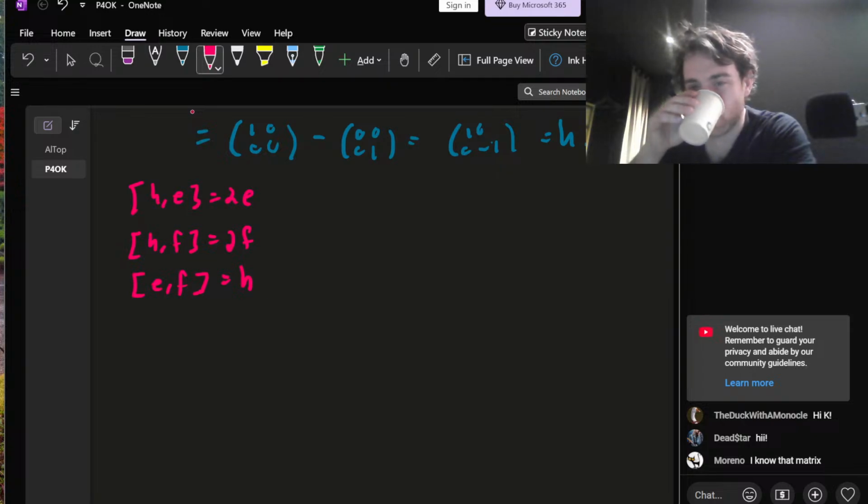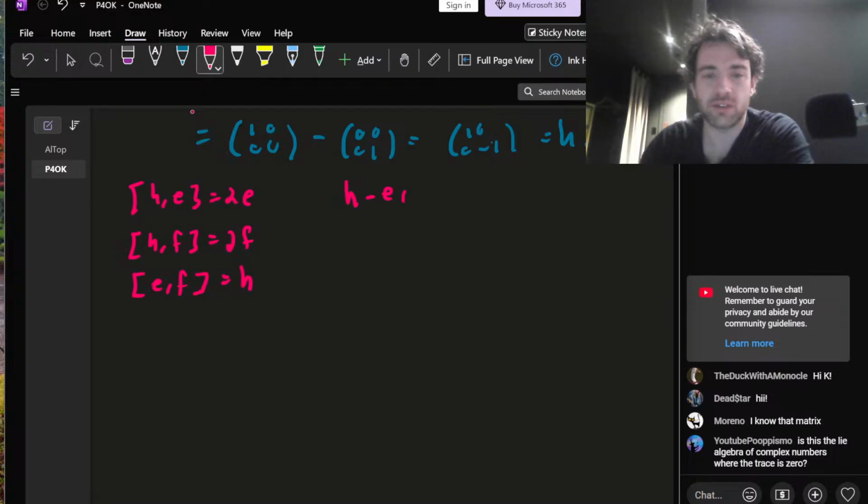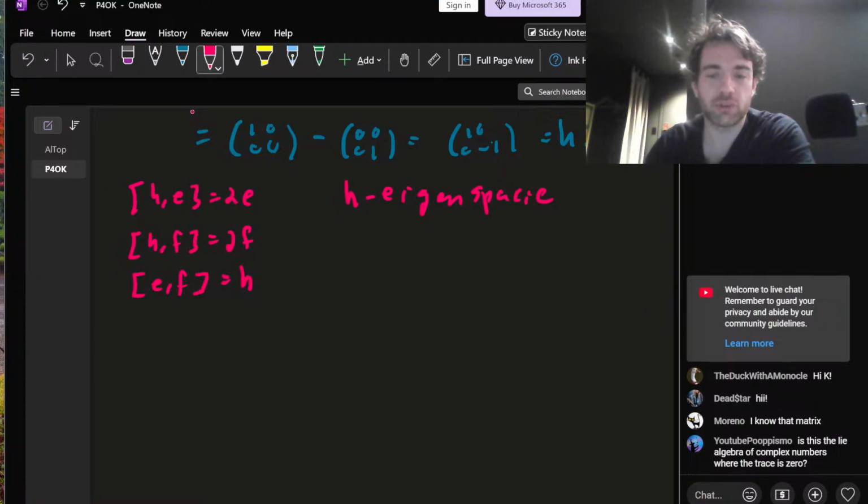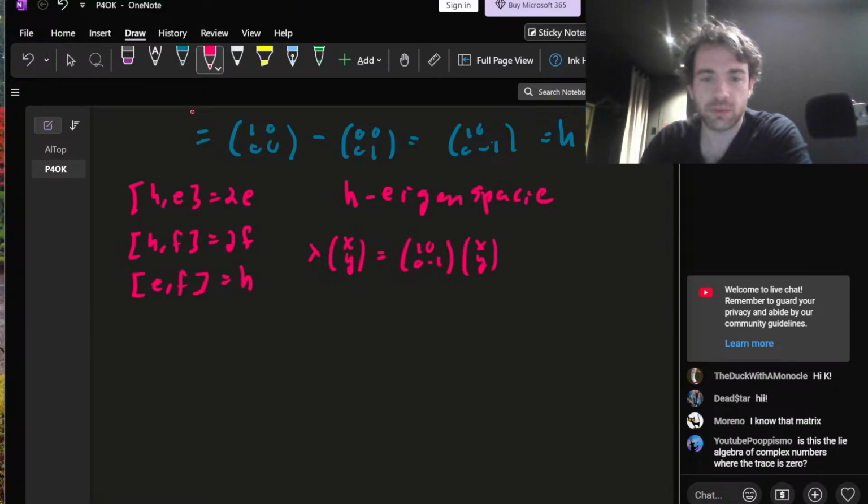And the next step is to find the eigenspace, the h eigenspace. This is that Lie algebra. Yes, indeed. It is the Lie algebra of SL2C. So let's suppose we've got some vector xy, and that multiplying by h has the effect of scalar multiplication. So we would get x and minus y.